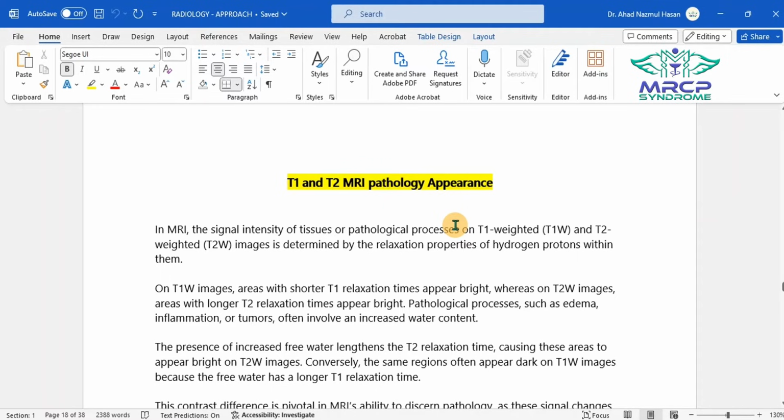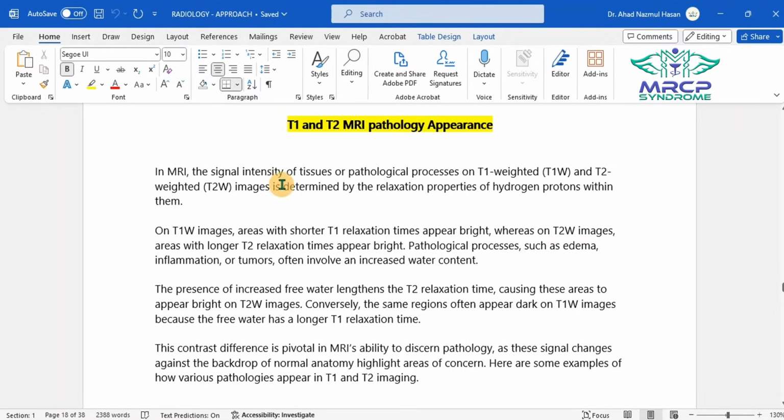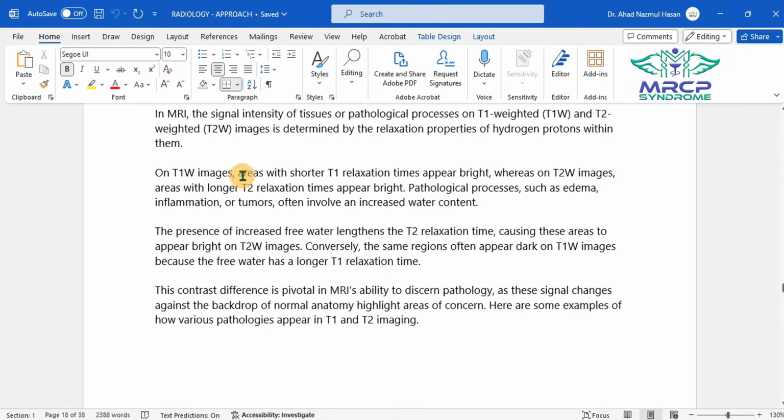So, T1 and T2 MRI pathology appearance. In MRI, the signal intensity of tissue or pathological processes on T1 weighted and T2 weighted images is determined by the relaxation properties of hydrogen protons within them. In T1 weighted images, areas with shorter T1 relaxation times appear bright, whereas in T2 weighted images, areas with longer T2 relaxation times appear bright.